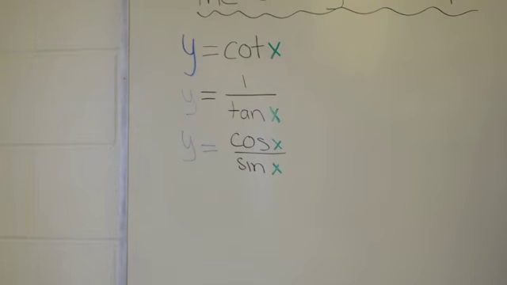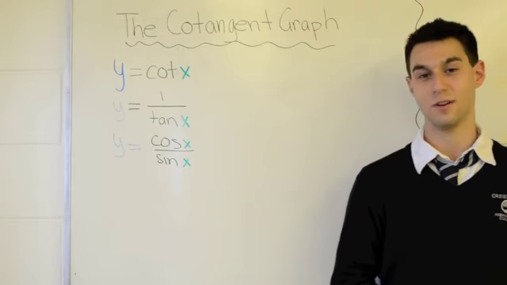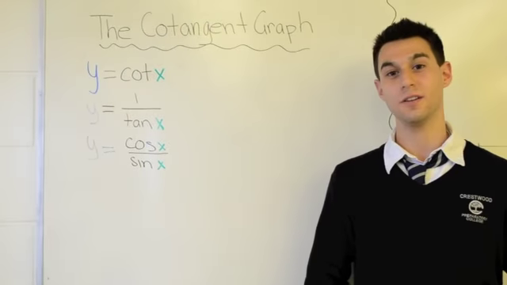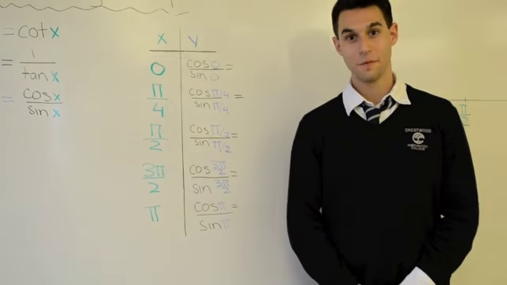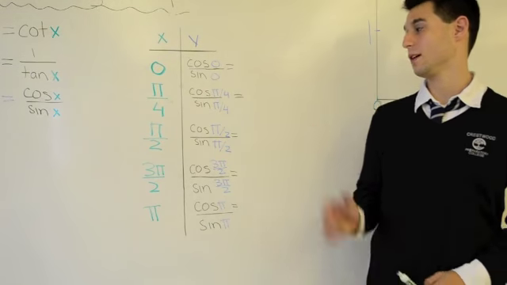Using our quotient rules, we can derive that y equals cosine x over sine x. This will be very useful in determining a table of values in certain points on the graph. So although all these equations look very different, they all represent the exact same thing. Before we create our graph, we must use a table of values to determine the y values.